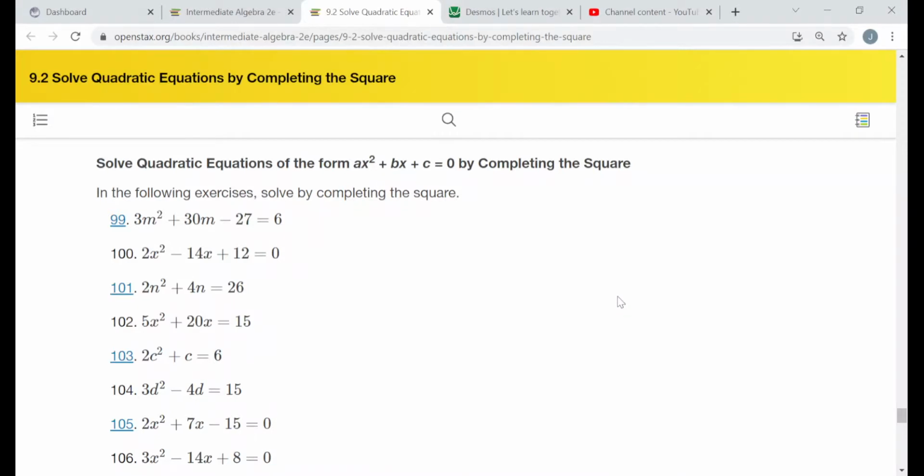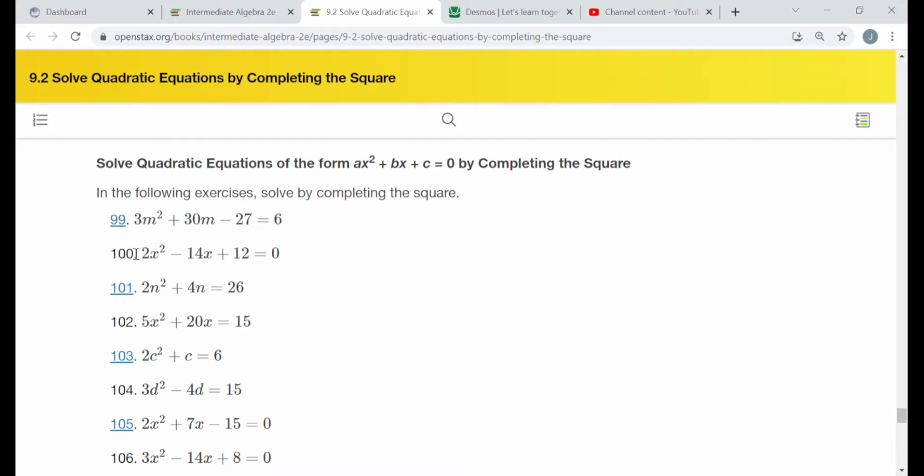Now every exercise I'm doing in this video is taken directly from a free online textbook at openstax.org. It is their Intermediate Algebra 2nd edition text. I am in section 9.2, titled Solve Quadratic Equations by Completing the Square, under the heading Solve Quadratic Equations of the form ax squared plus bx plus c equals 0 by completing the square. Now I'm only going to be doing the even numbered exercises.